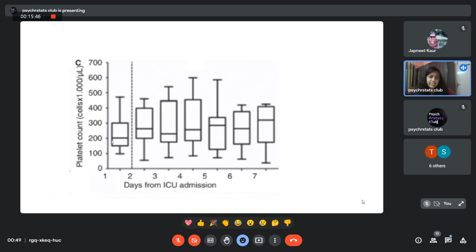And between this, the median was 200, and this whole box is basically the interquartile range. So this is the upper 75th and this is the lower 25th quartile. Looking at this box plot, you immediately get to know the highest and lowest points and the median along with the quartile range.